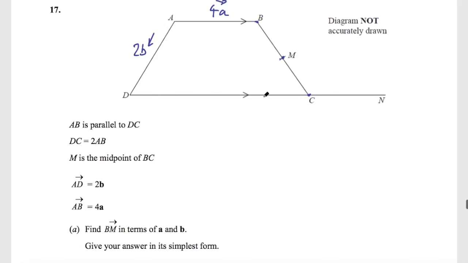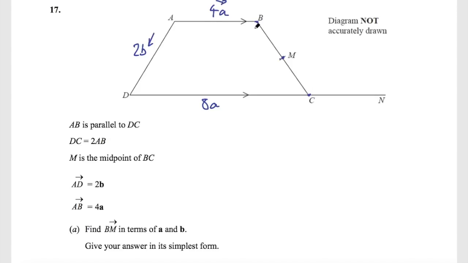And we also have one more label we can draw on here because we're told DC is 2AB. So DC must be 8a. So one way to get from B to C is to go minus 4a plus 2b plus 8a. That will get us to C.